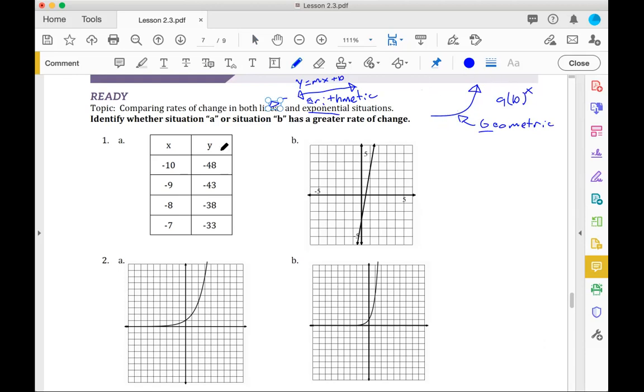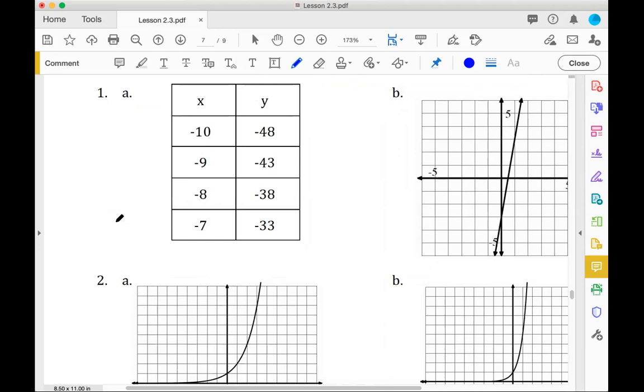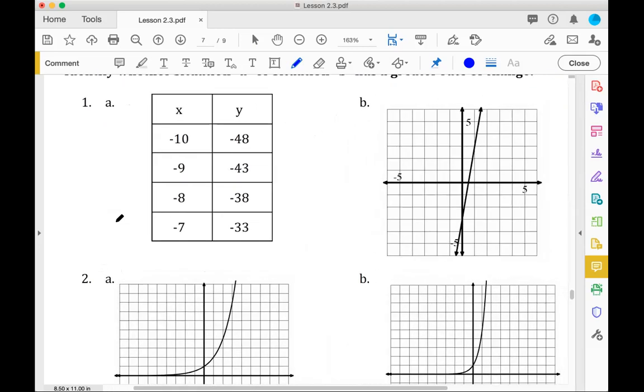All right, so with this first one, identifying whether situation A or B has a greater rate of change, we're given a table, we're given a graph, we're comparing the two. Again, we're just comparing 1A and 1B. So I know that with this graph, how can I get the slope of this? Well, I could do rise and run. I know that my run is +1. I know that my rise is counted 1, 2, 3, 4, 5, 6. It's +6. I know that our rate of change is 6/1, which is just +6.